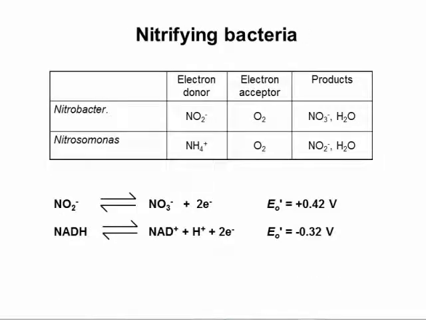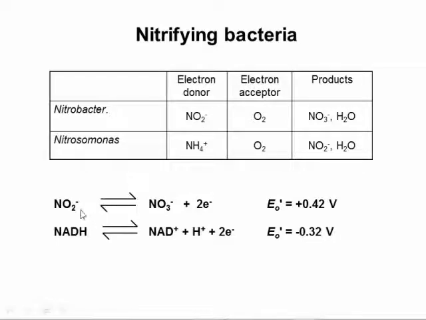Nitrifying bacteria. There are two types, Nitrosomonas and Nitrobacter. Nitrosomonas will take ammonium and oxidize it to nitrite. And Nitrobacter will take nitrite and oxidize it to nitrate. Remembering which is which: Nitrosomonas, ammonium. So remember this one. Nitrosomonas takes ammonium. Nitrobacter is the other one. Oxidizes nitrite, bacter, nitrate.